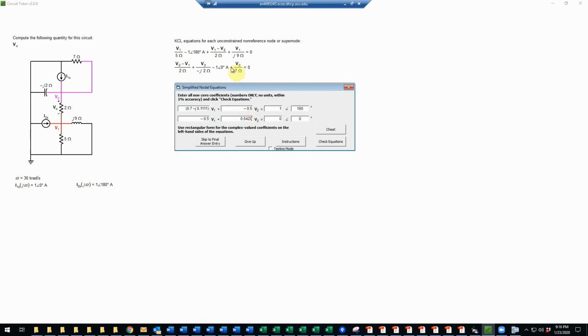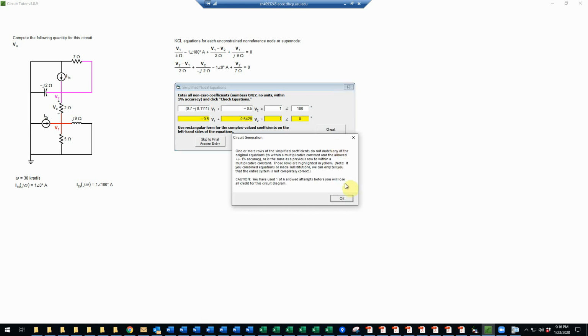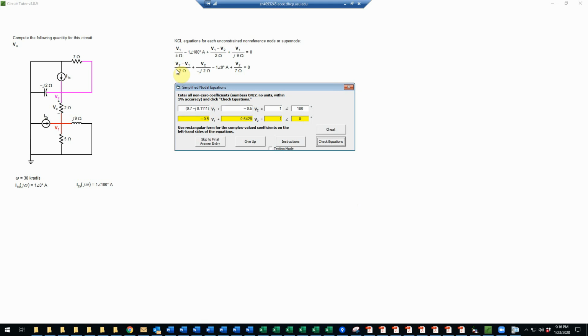And then for the constant term, I have to add 1 to both sides here, 1 angle 0. And so that just becomes 1 angle 0 here. And that would be my constant. And now I'll just check the equations. And it looks like I did make a mistake there.